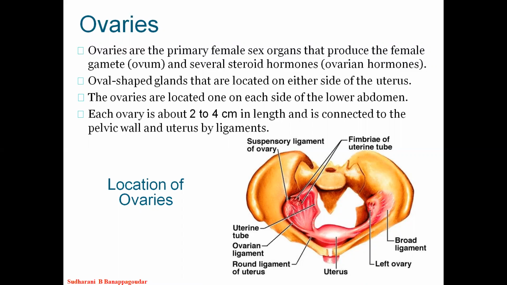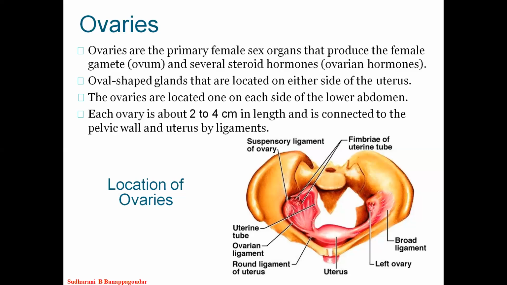Now, what is the function of the ovaries? The function of the ovary is the production of hormones and the production of the female gamete, that is the ovum. Next, where are these situated, and what is the shape of the ovaries? The shape of the ovaries is oval or almond shaped, and these are located on either side of the uterus, on the left side and on the right side of the lower abdomen.